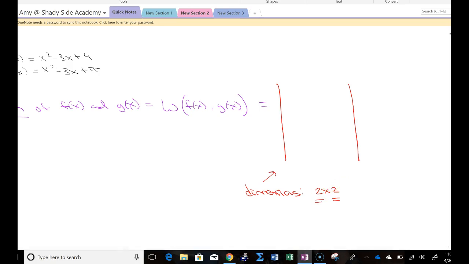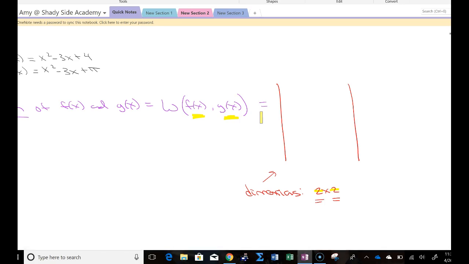Why the number 2? The dimensions of the square matrix, this 2 and this 2, will always match the number of functions you are finding the Wronskian of. So you will never have a Wronskian of, for example, 5 functions where that matrix is a 2 by 6. That's not the definition of it. So the Wronskian of n functions is the determinant of an n by n matrix.